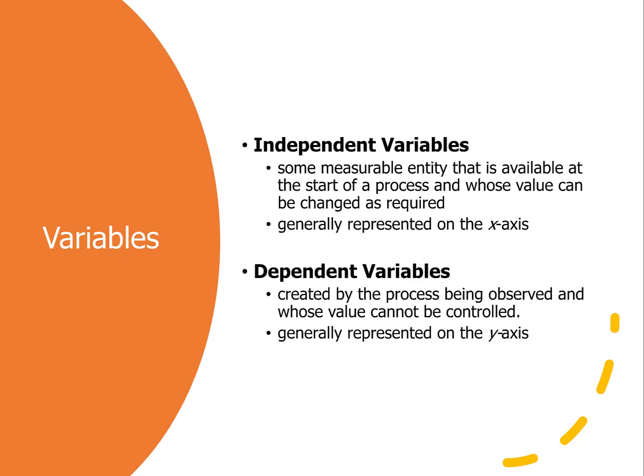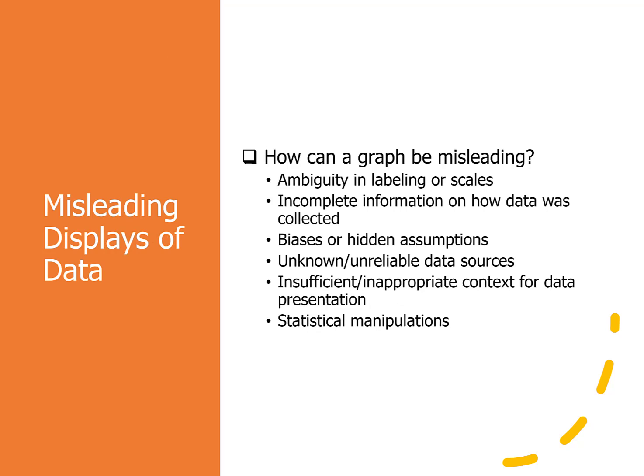So let's review. An independent variable is some measurable entity that's available at the start of the process whose value can be changed as required. Dependent variables are created by the process being observed, and those values cannot be controlled. Okay. How can a graph be misleading? Well, you can have ambiguity in the labeling and scales, or incomplete information, so you don't fill in the dots as well as you could have. There's bias or hidden assumptions in the hypothesis or how the data is read.